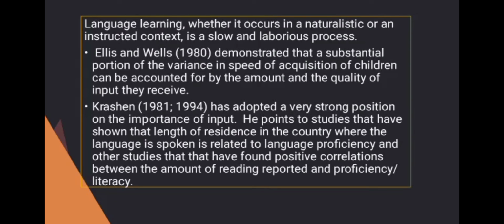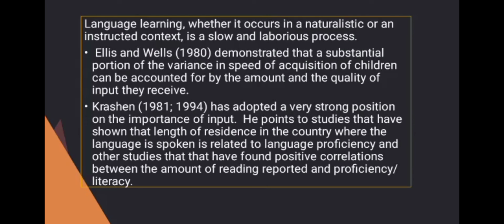Krashen (1981, 1994) has adopted a very strong position on the importance of input. He points to studies that have shown the length of residence in the country where the language is spoken is related to language proficiency, and other studies that have found a positive correlation between the amount of reading reported and proficiency and literacy.